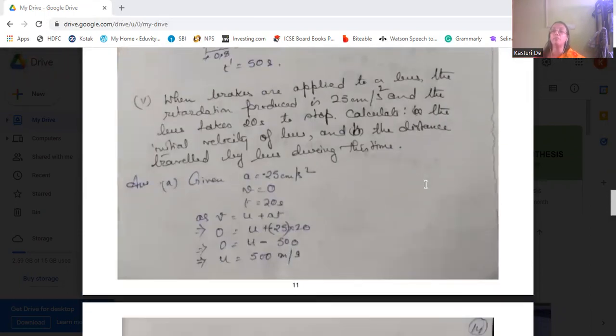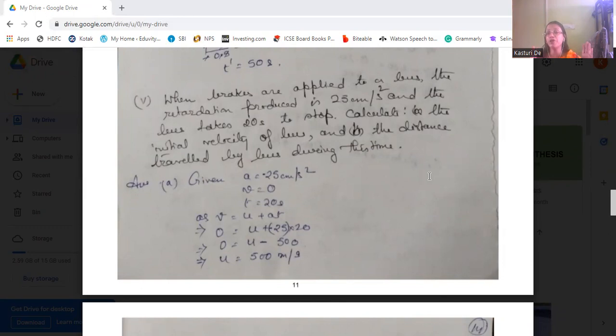When brakes are applied to a bus, the retardation produced is 25 centimeters per second squared, and the bus takes 20 seconds to stop. Calculate the initial velocity of the bus and the distance traveled. The B portion is the distance traveled by the bus during this time. So first we need to find the initial velocity of the bus. We know the bus has retardation, and what is the retardation?